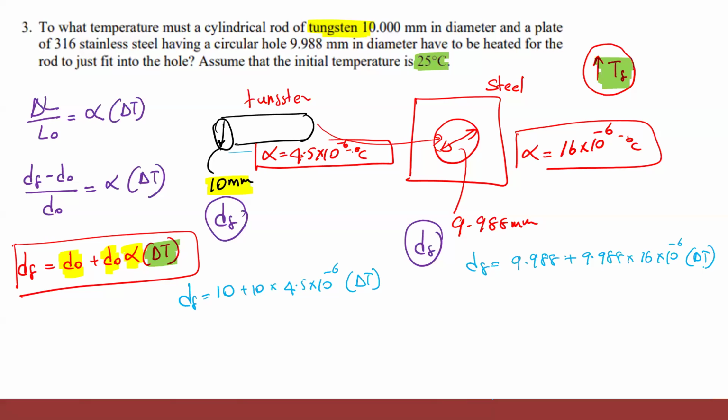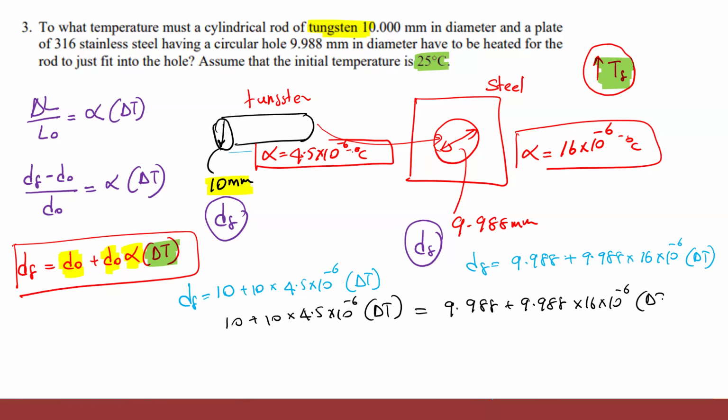So now you can equate these two. If you equate these two, what will happen? Then you have 10 plus 10 times 4.5 times 10 to the negative 6 delta T is equal to 9.988 plus 9.988 times 16 times 10 to the negative 6 times delta T. Is this right?